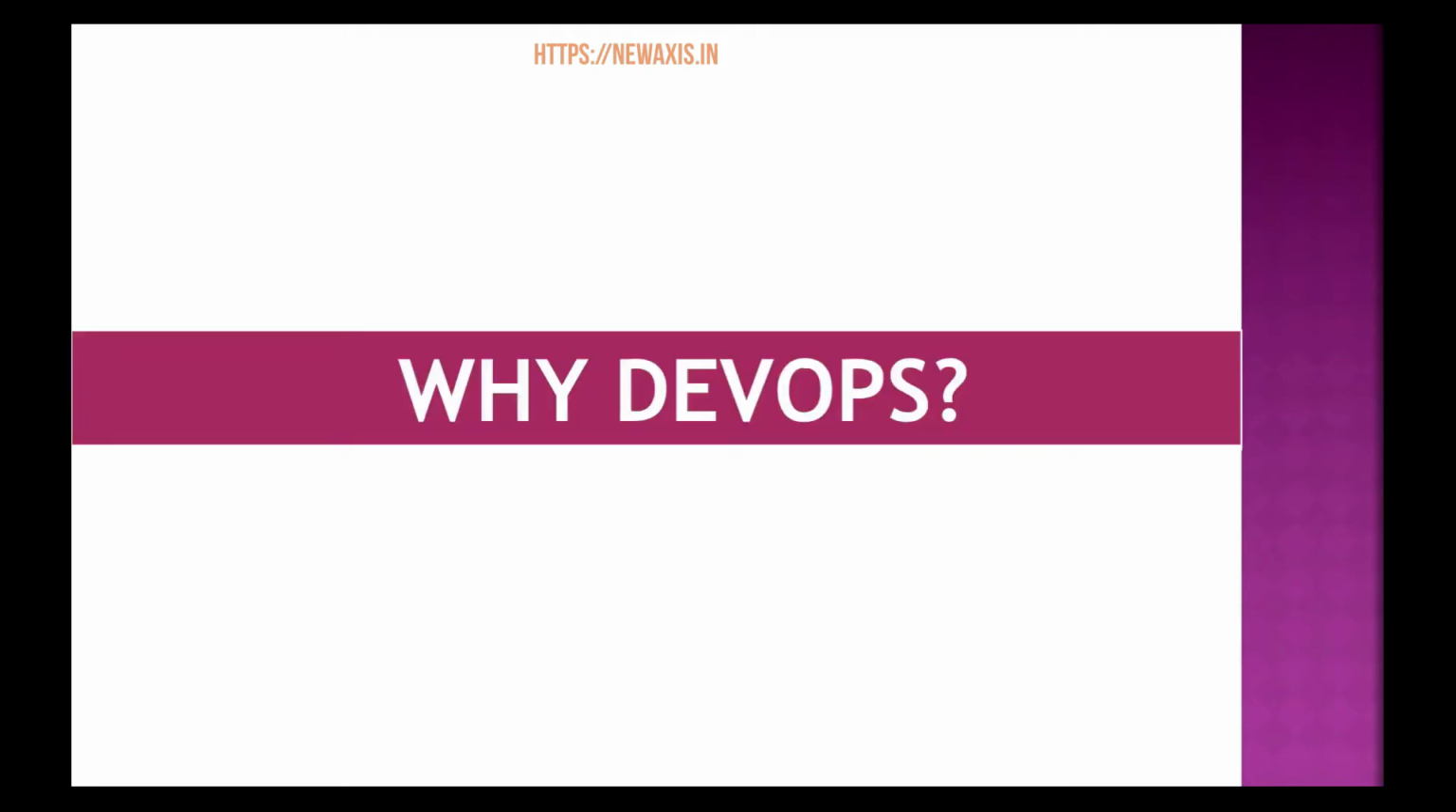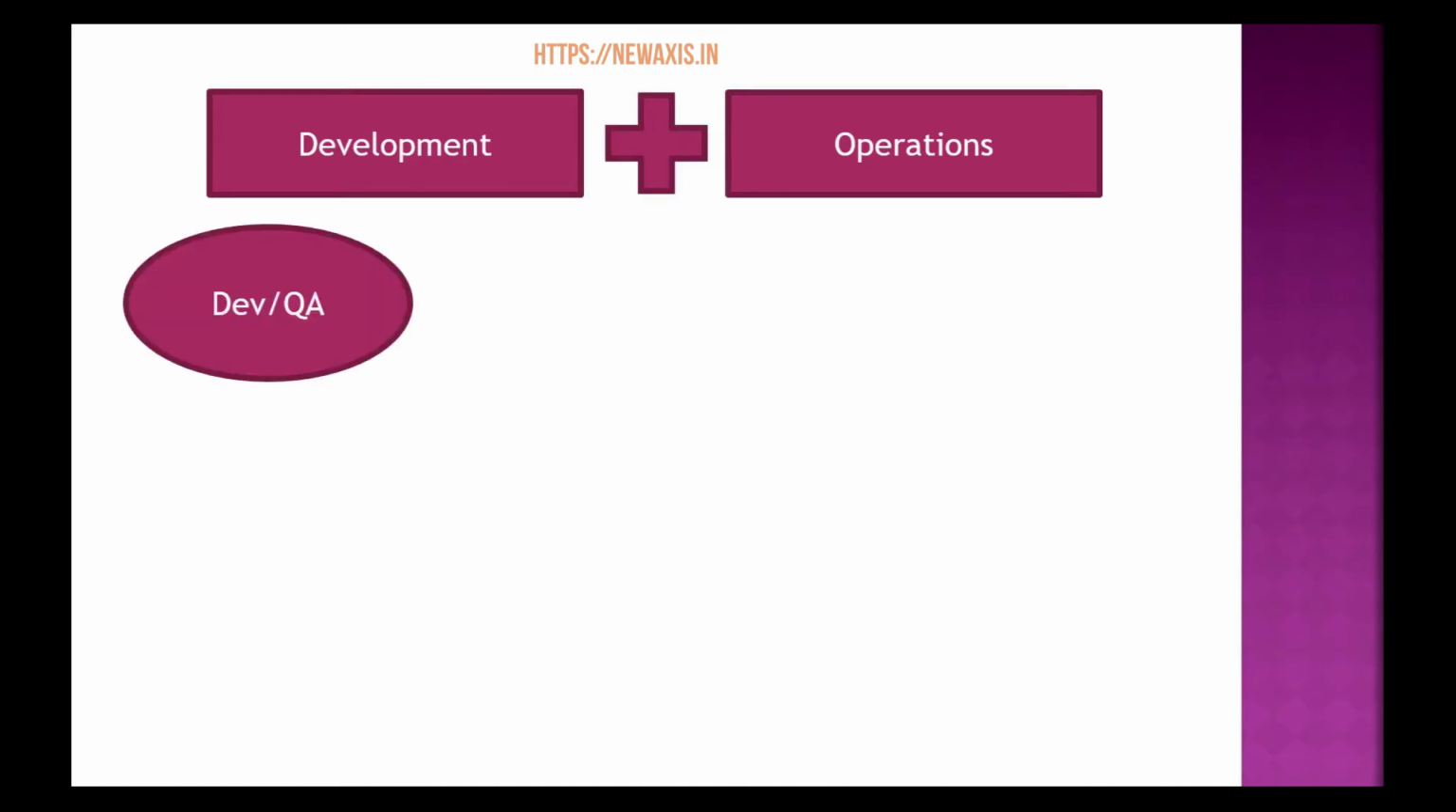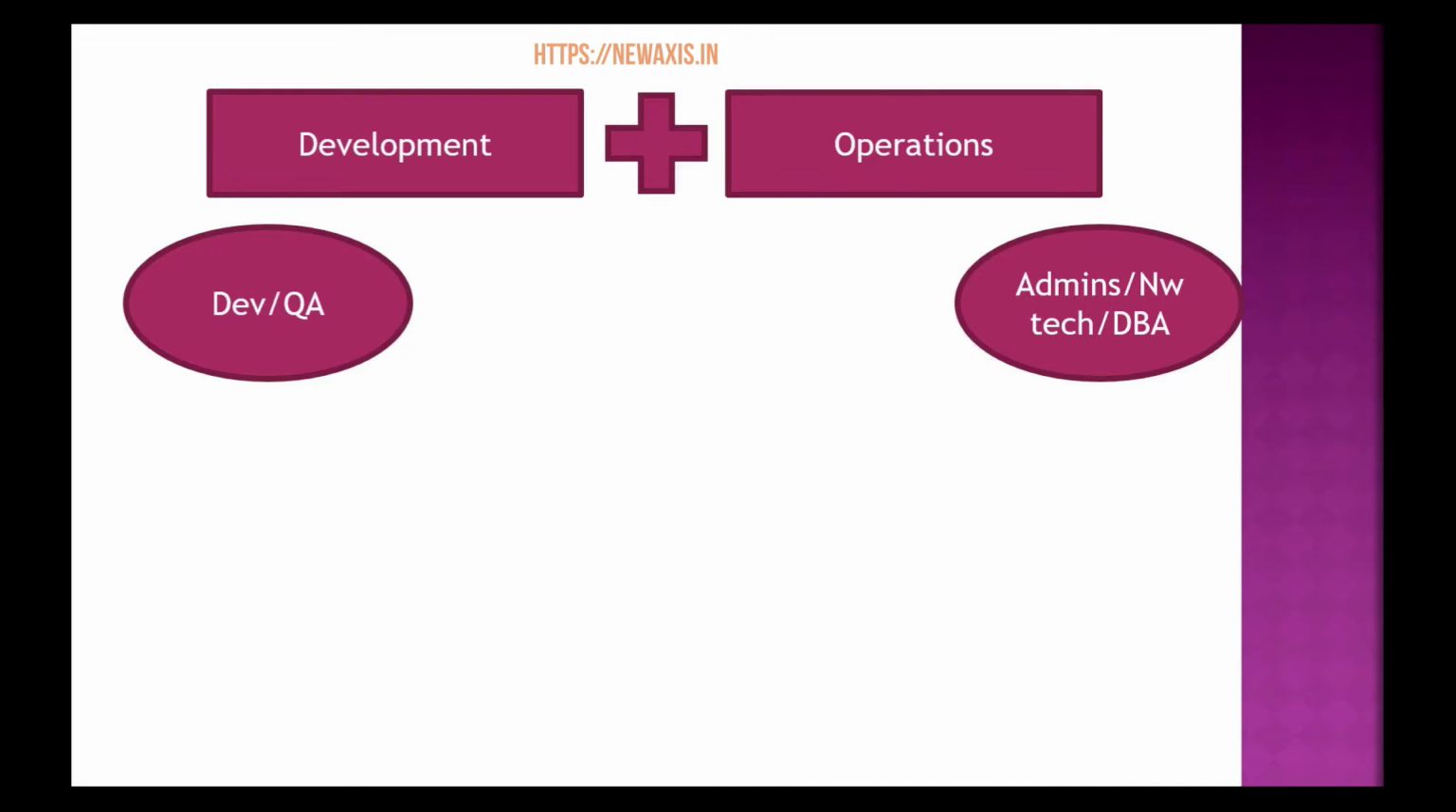Why DevOps came in? As the name says, it is a combination of two terms, development and operations. What is a development team and what is the operations team? In the development team, we have people called developers or programmers who write the program, and also QA people. I'm including QA also under development. So these are the people who come under the dev team, and admins, network technicians, DBA, all this comes under the operations team.